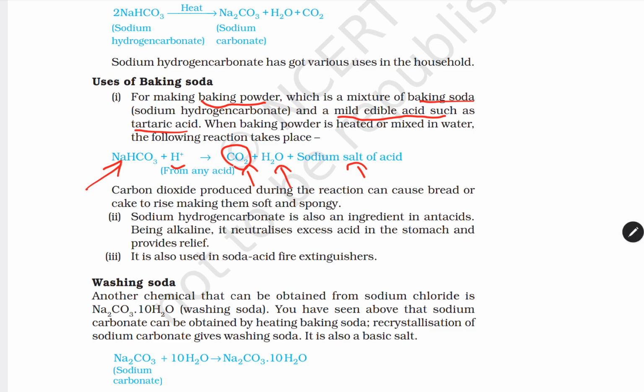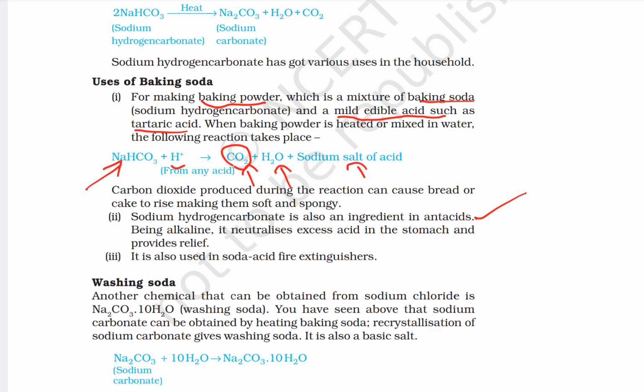Whenever you prepare cake, definitely we add baking powder to the maida. If you don't add that baking powder, that fluffiness to the cake you cannot observe. So that is the use of this baking powder. And sodium hydrogen carbonate is also an ingredient in antacids. Because it is alkaline in nature, it neutralizes the acidity of the extra acid present in your stomach.